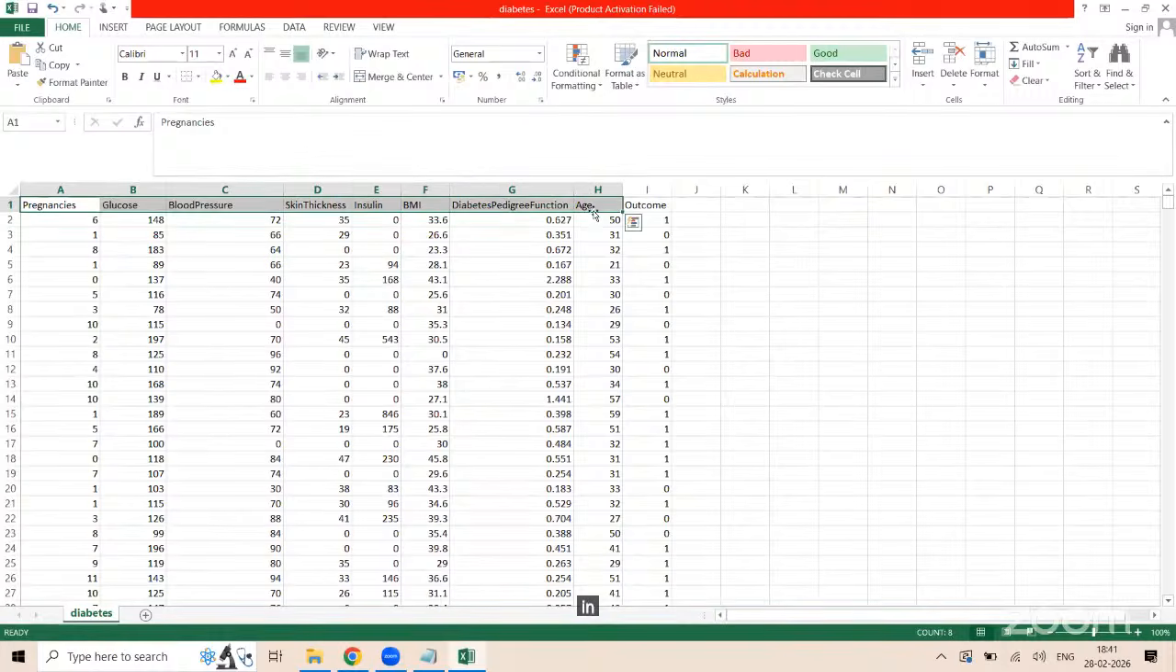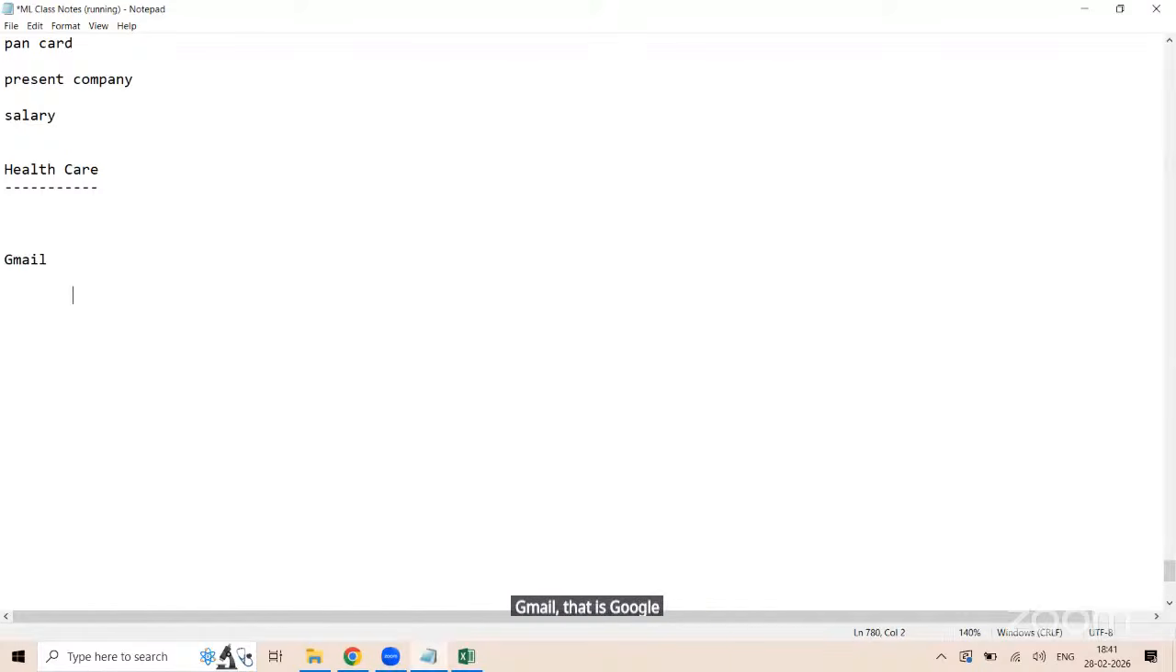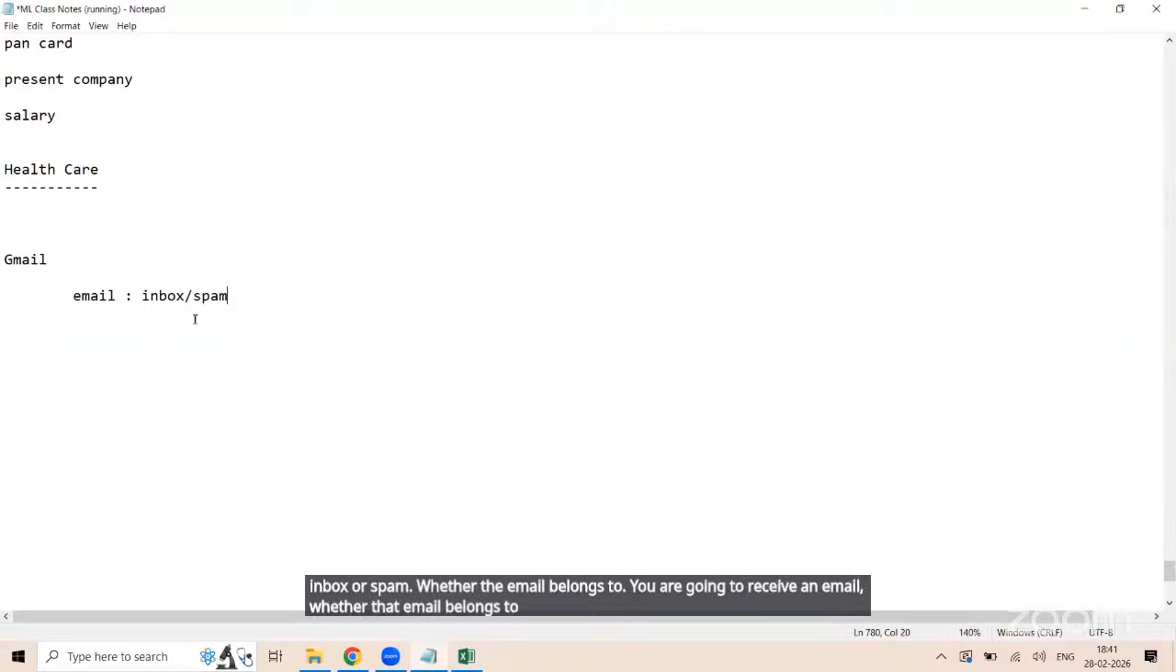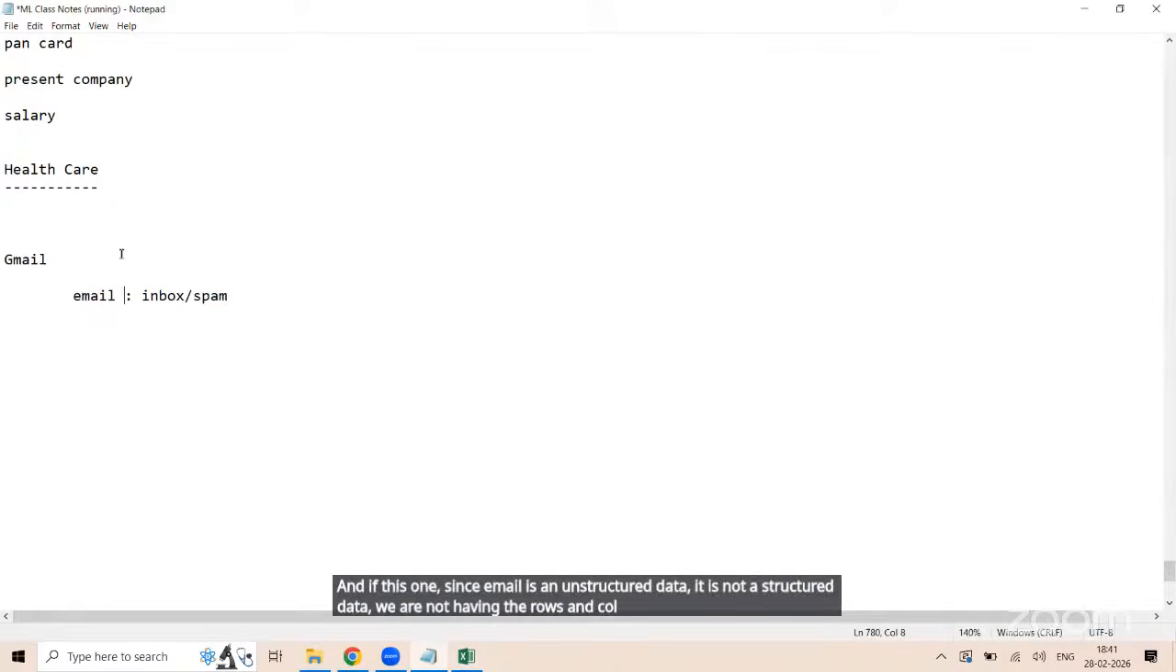In the banking industry, whether the person is eligible or not. Other than these two, let us take Gmail, that is Google. Whether the email you are going to receive belongs to inbox or spam. Since email is unstructured data, not structured data, we are not having rows and columns, we are going to work with AI. This is AI related. Keep this one side.